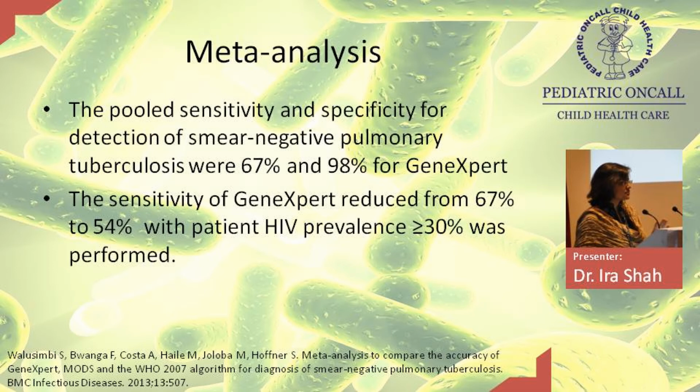Subsequently, there was this meta-analysis which was published in 2013, which says that sensitivity for smear negative pulmonary TB is only 67%, and specificity is 98%. So obviously false positives are very low, but sensitivity is very poor, 67. So you'll get a lot of false negatives. And in HIV endemic areas, the sensitivity fell even further down to 54%. So gene expert is not the gold standard for detection of TB. Probably yes, for detection of rifampicin resistance.